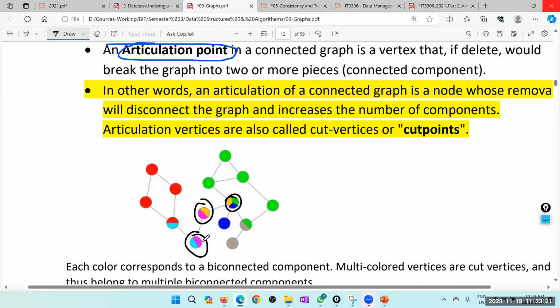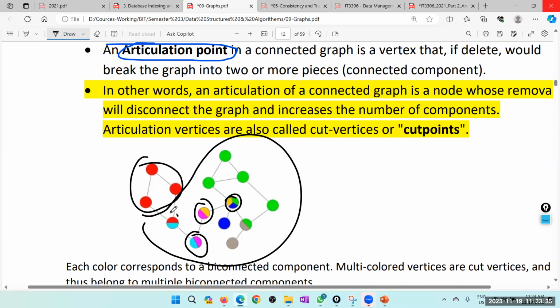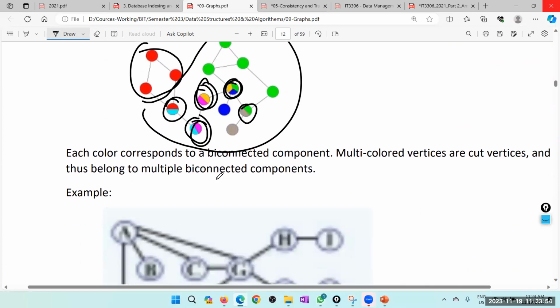Why? Then this gets isolated. All the other parts are one, but this one is isolated. So therefore, it's also a cut point. This is a cut point because then it breaks into these things and these three. Likewise, you can see this is a cut point, this is a cut point, this is a cut point, and this is also a cut point because then it isolates everything into this and the other three. But the single color things are not cut points. If you have two or more colors, those are cut points or articulation points.